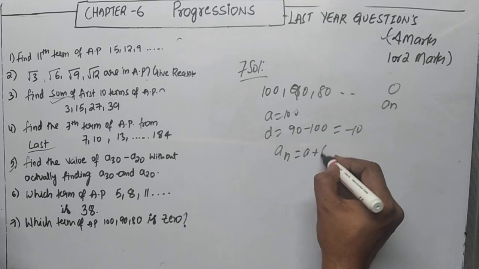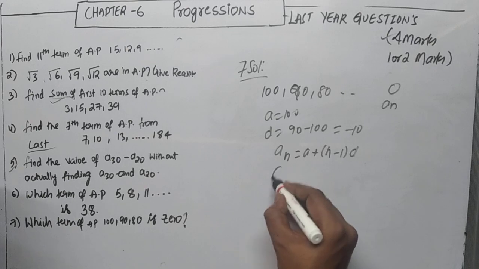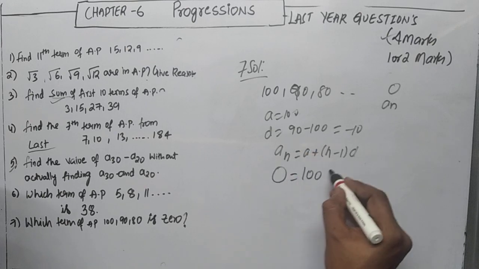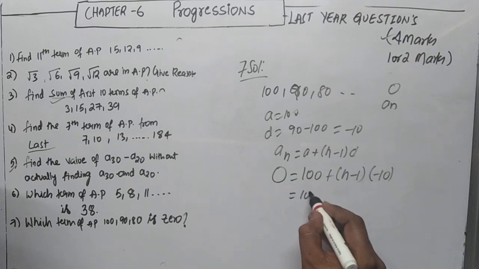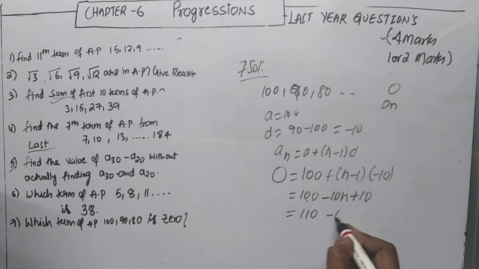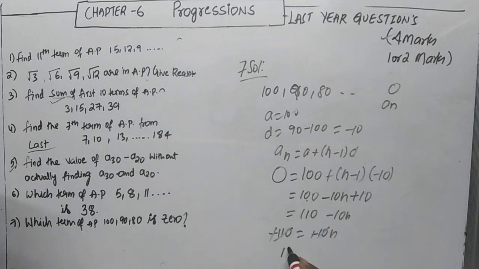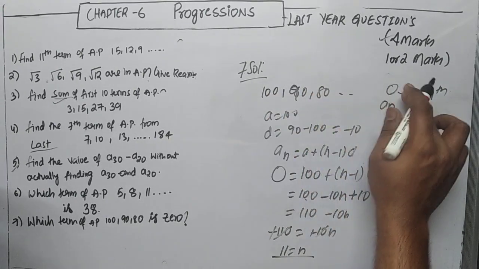an is equal to a plus n minus 1 into d. Okay, ఈ formula substitute చేయాలి. an value is 0, a value is 100 plus n minus 1 into d value is minus 10. So this is 100 plus into minus minus 10n, minus into minus plus 10. So 100 plus 10 becomes 110 minus 10n. So minus minus cancel, 10 ones are 10, 10 elevens are 110. So n value is 11. Okay, so we got the 11th term. So 11th term of this arithmetic progression will be 0.